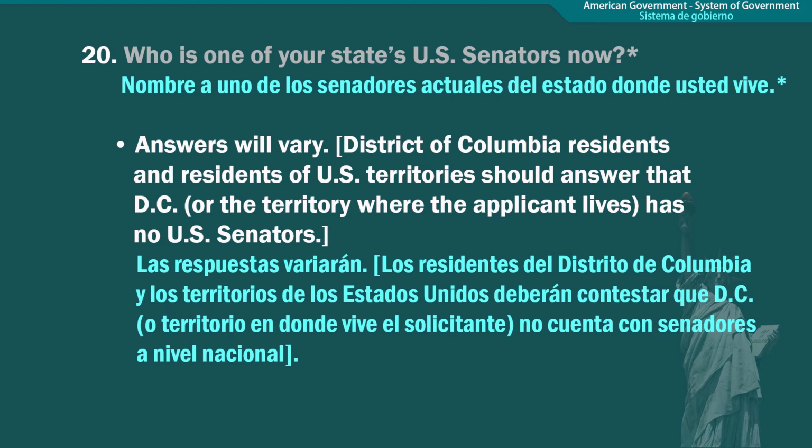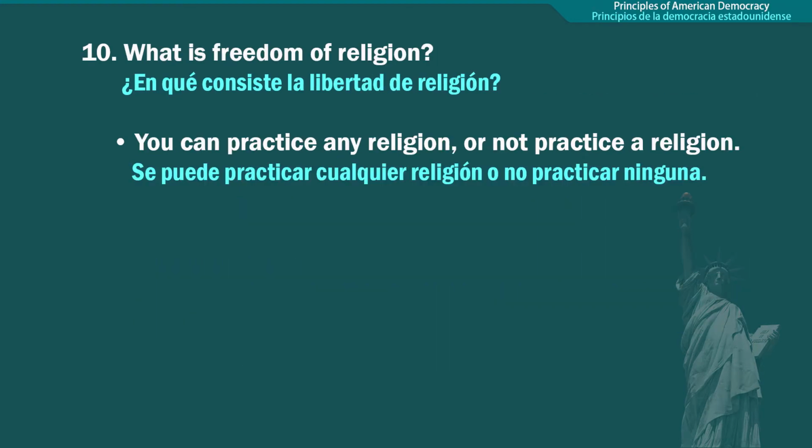District of Columbia residents and residents of U.S. territories should answer that D.C. or the territory where the applicant lives has no U.S. senators. What is freedom of religion? You can practice any religion or not practice a religion.